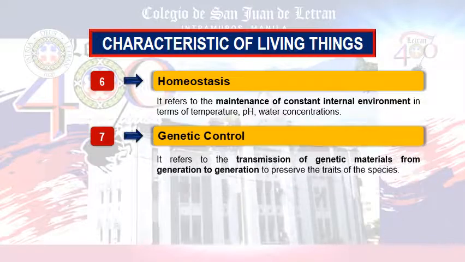And lastly, genetic control. Genetic control refers to the transmission of genetic materials from generation to generation to preserve the traits of the species. This is also called inheritance or biological inheritance, which is the passing on of traits from parents to their offspring, either through asexual reproduction or sexual reproduction. The offspring cells or organism acquire the genetic information of their parents.